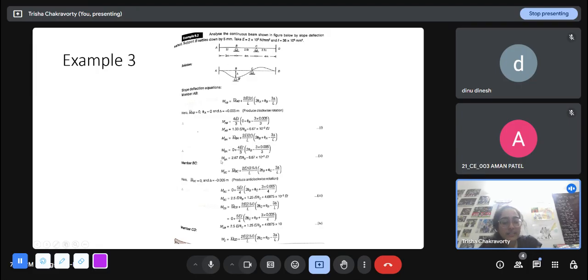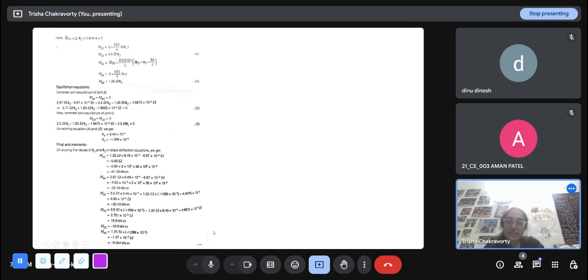Here, θB and θC are both non-zero because this is a roller support, this is a roller support. We know that at a roller support, the points are free to rotate. So, I get another two equations, and in member CD, the delta is 0 because C is not displacing. θC is non-zero and θD is again 0 since this is a fixed end. So, I get two equations here in terms of θC, MCD and MDC.